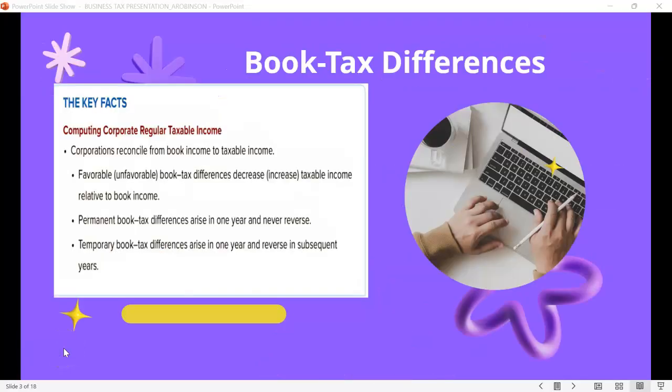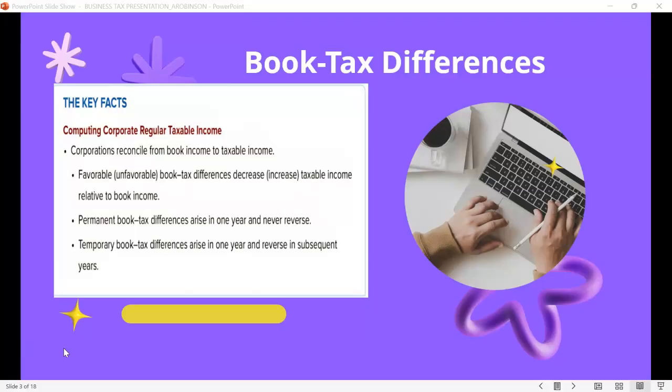As mentioned previously, a book tax difference is the difference between a company's financial accounting income and its taxable income. This discrepancy arises because the rules for preparing financial statements, typically governed by GAAP, differ from the rules used for calculating taxes, which are defined by the IRS tax code. Again, there are two main types of book tax differences.